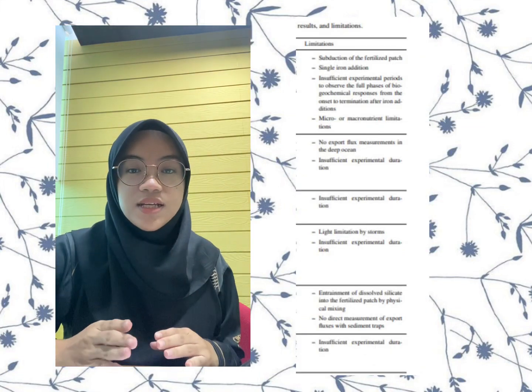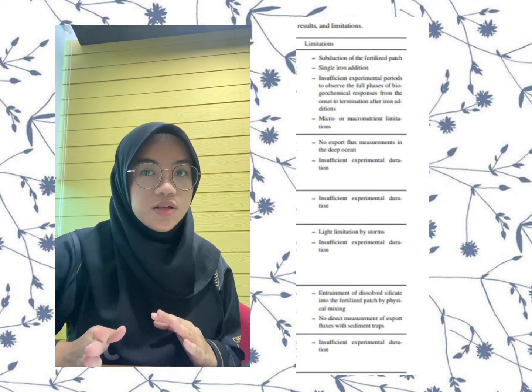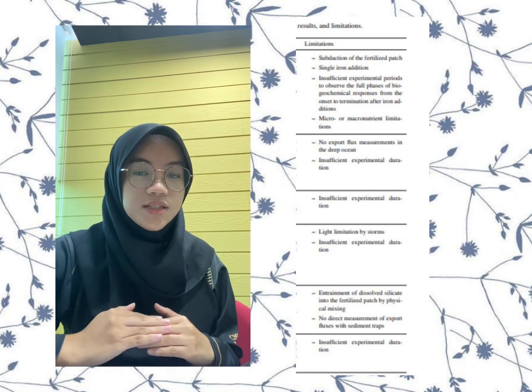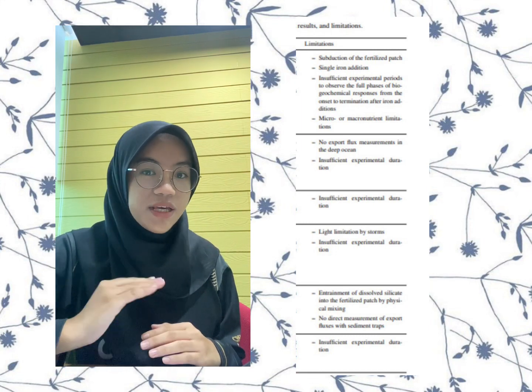So most of the unsuccessful OIF experiments may have been caused by several limitations during the experiment, such as subduction of the fertilization patch, single iron addition, lack of micro or macronutrients, insufficient experimental period to observe the full phase of the experiment, and also light limitation by storms. As you can see, the right box is a list of limitations that occurred during each experiment.